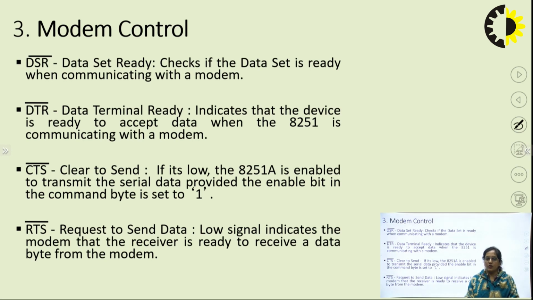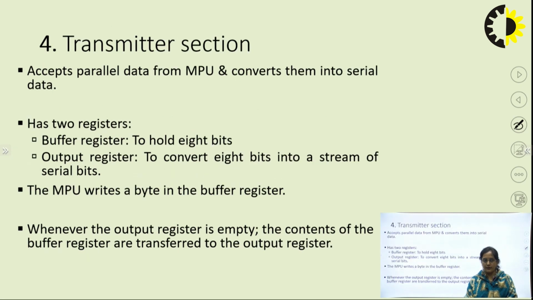So in modem control, the modem is another device which is interfaced with 8251. Whatever data 8251 gives to the modem is transmitted by the modem, and if the modem receives some data, then that data is sent to 8251.